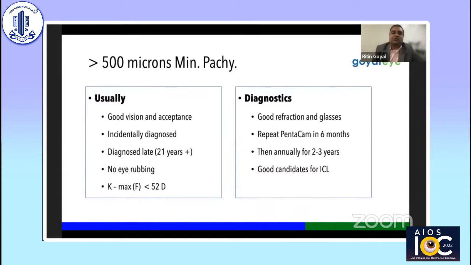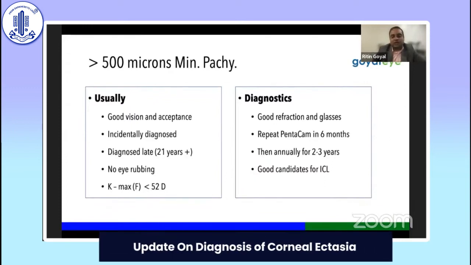Pentacam needs to be repeated every 6 months, maybe once or twice, and then annually for a couple of years. And we don't really need to follow these patients up beyond a couple of years once we know that keratoconus has been stable. These patients are usually very good candidates for ICLs if they're accepting glasses well.